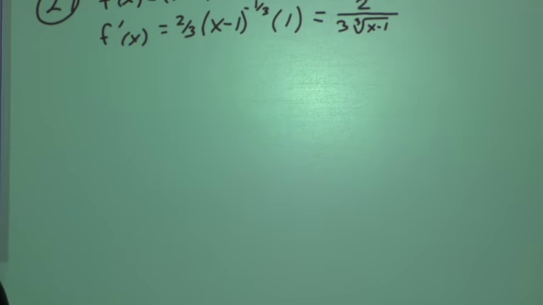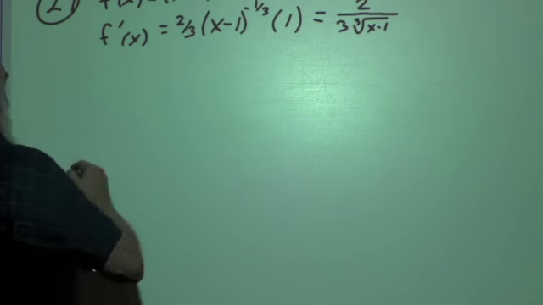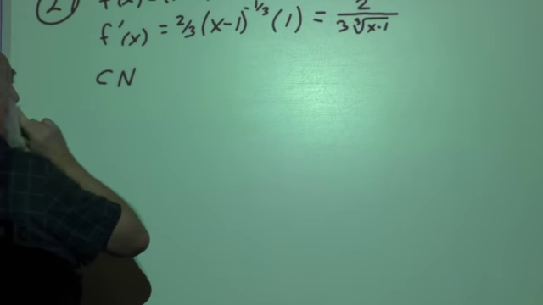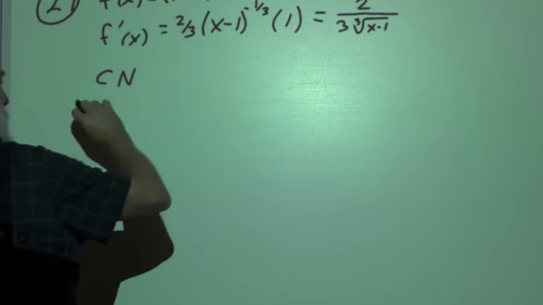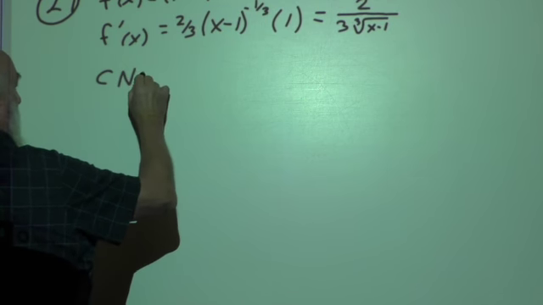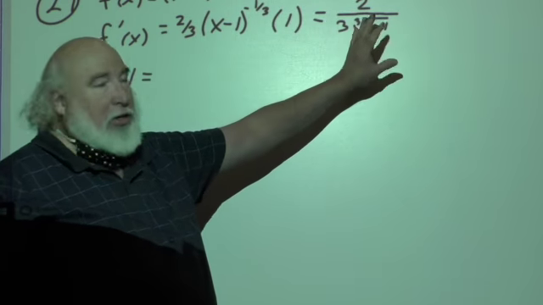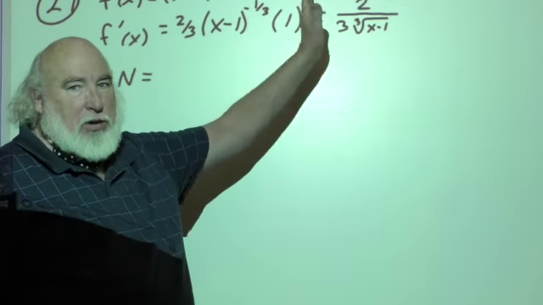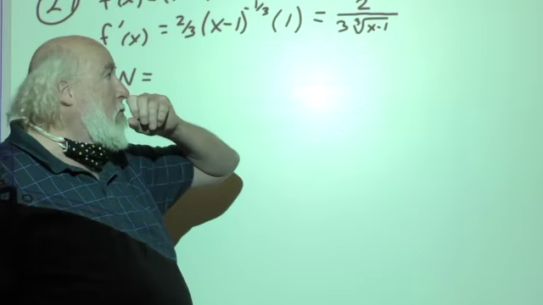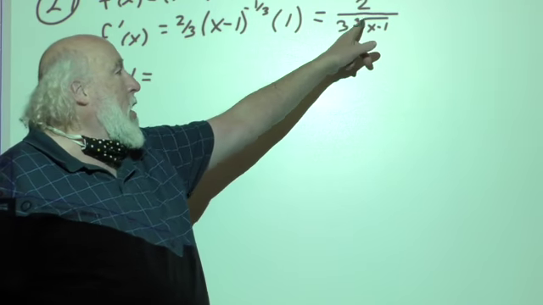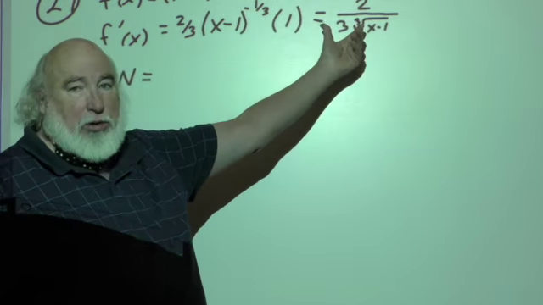Okay? So, now we need to find the critical numbers. And the critical numbers here, well, we can't get a 0 out of this, but what we can do is get a 0 in the denominator, which makes it a vertical line right there for that. And in order for that to happen, then this x has to be 1, so we get 0 for that.